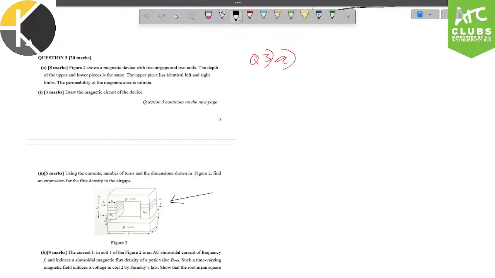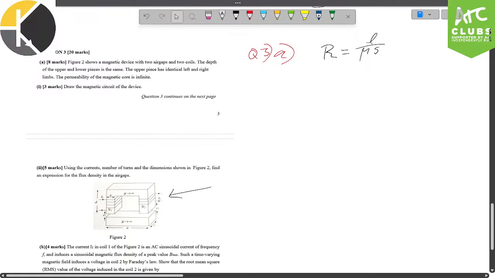So let's, without further ado, think about this. So figure 2, magnetic device has 2 air gaps, 2 coils, depth of that, yada yada. It has an infinitely permeable core. Now, all this really means is if I check my reluctance equation, reluctance L on mu S. If mu goes to infinity, there's no reluctance there. It's just a wire, okay, in my magnetic circuit equivalent.